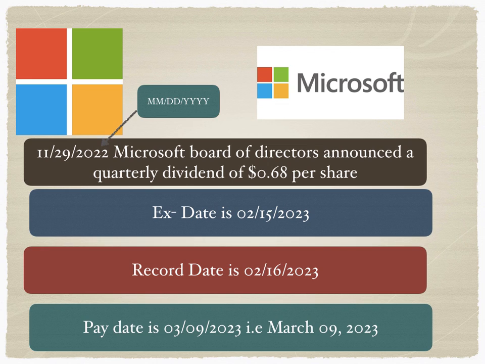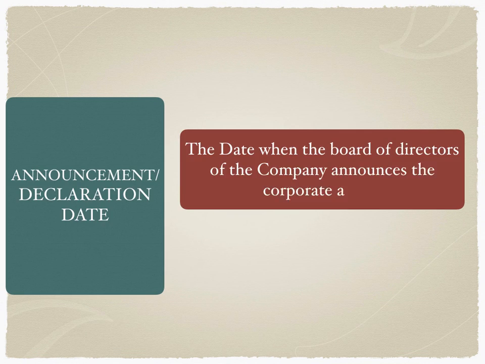I have deliberately written the dates in this format in this announcement, so that we get used to this, we get familiar with this when we are reading a Bloomberg screen or a Reuters screen and we are processing corporate actions. This is the way in which the dates are mentioned. The announcement or declaration date is the date on which the board of directors makes the announcement of the corporate action. This could be a stock split, this could be a rights issue, etc.